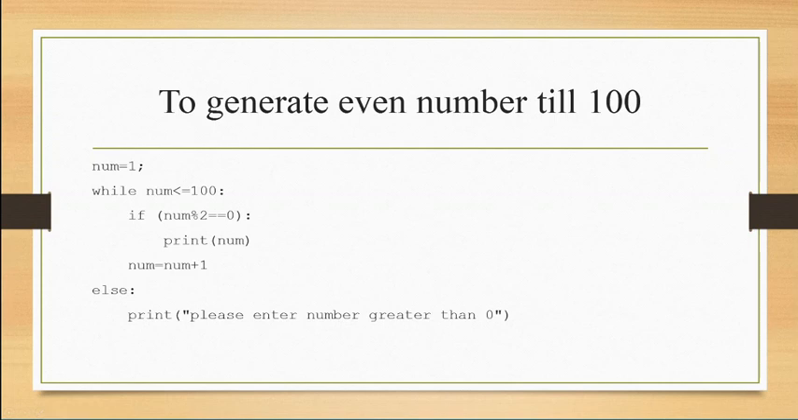Here we have an example of while loop to generate even numbers till 100. First, we have to check if the number is divisible by 2. If it is an even number, then it will print it. Num plus 1 will increment our number till 100 and it will check one by one for each incrementation. At first, the number is 1. It is less than or equal to 100, so the condition is true. It will come in the if block and it will check. The condition is false, so it won't print this. This way it will check again and again.